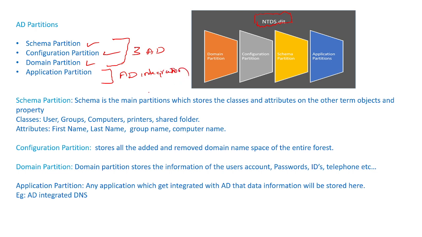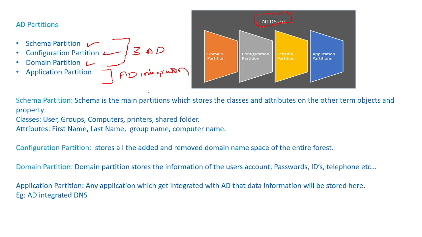Okay, the schema partition, configuration partition, and domain partition come by default. Whether you create users and computers or not, when you promote a domain controller, these three partitions will be created by default. And the fourth one will be there only when you integrate any application along with Active Directory.